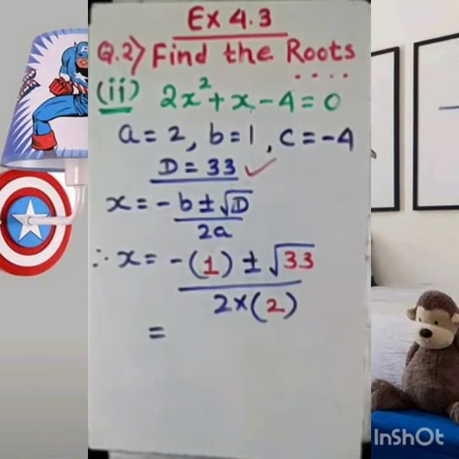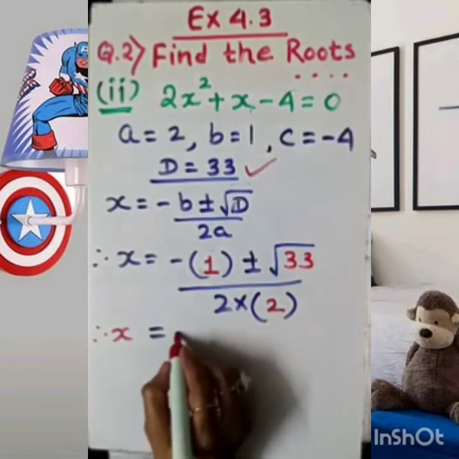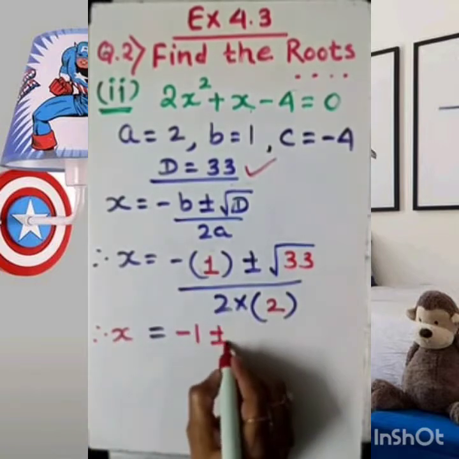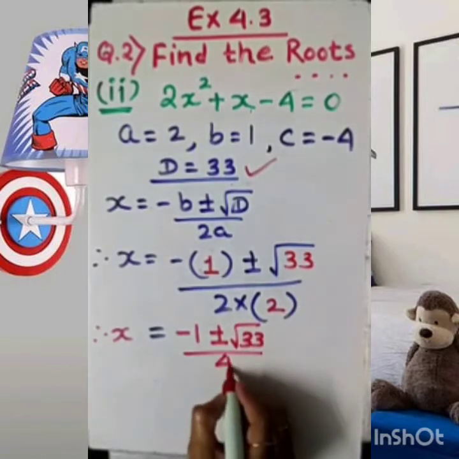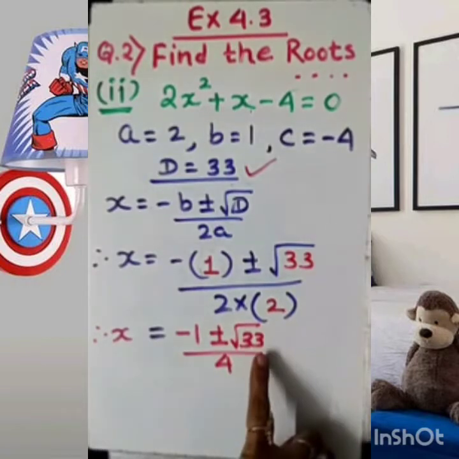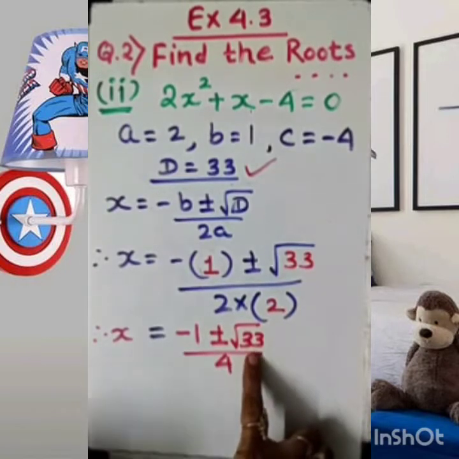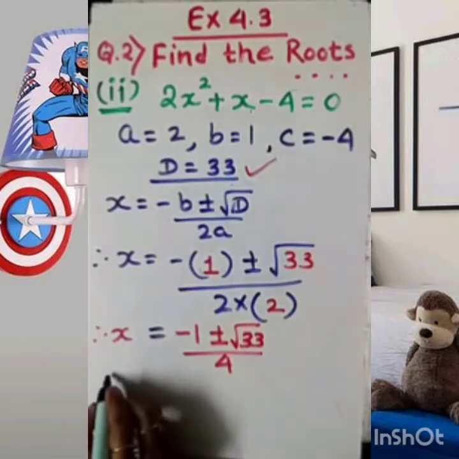Carefully note down the values. So let's find x equals minus 1 plus or minus under root of 33, upon 2 into 2. Here you can see 33 is not a perfect square, so its value remains the same. So the final answer I need to write here.